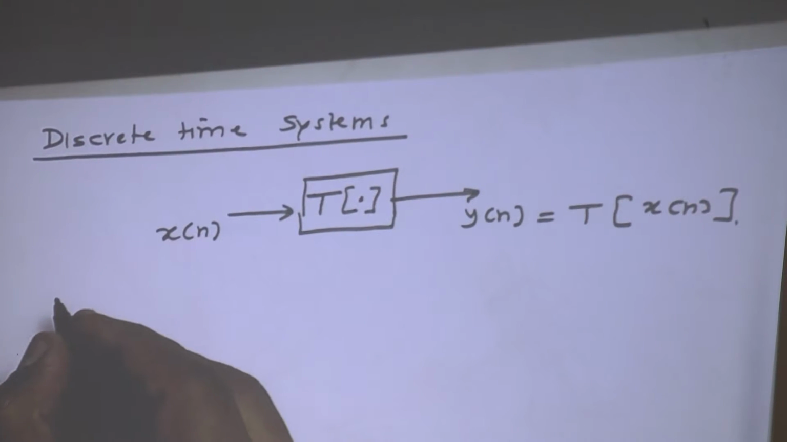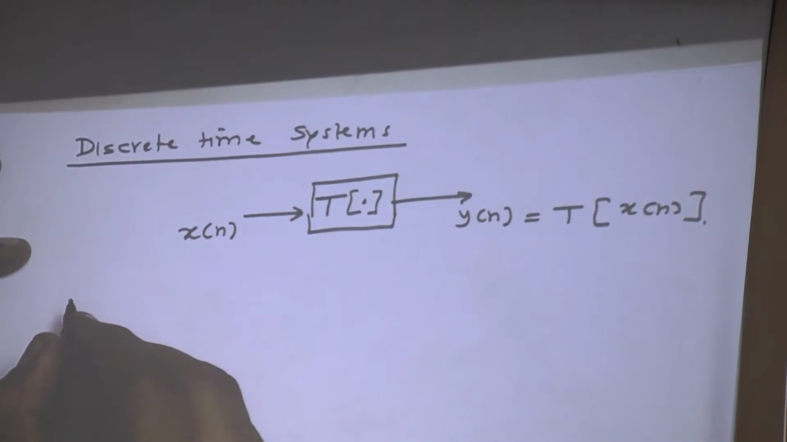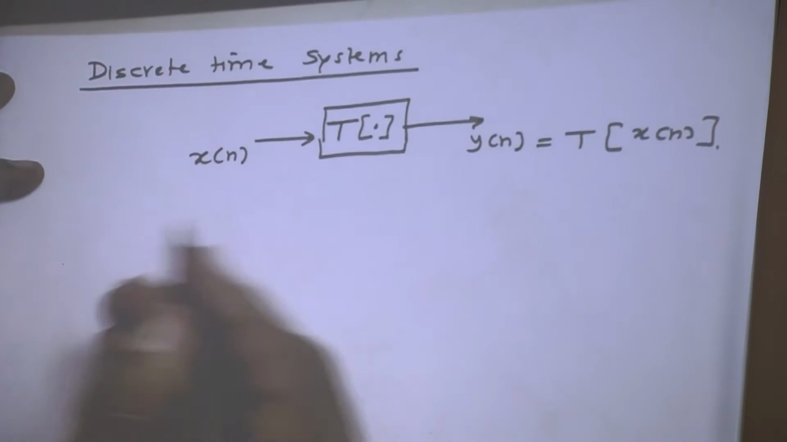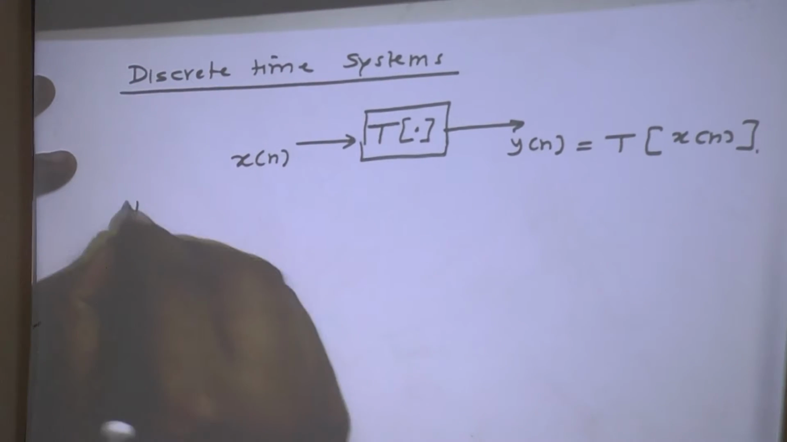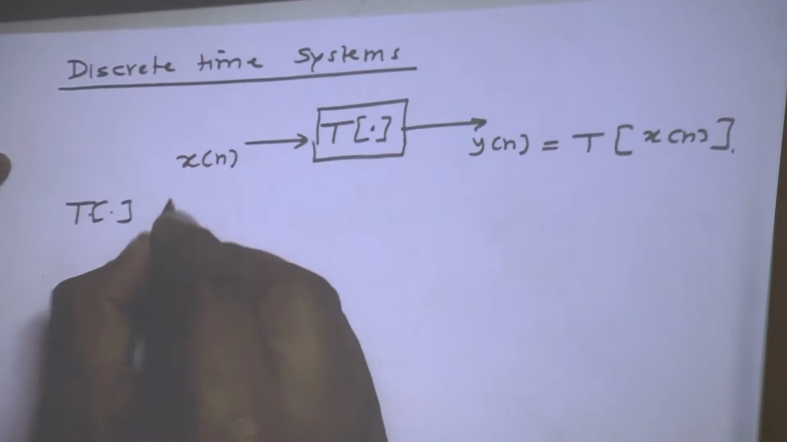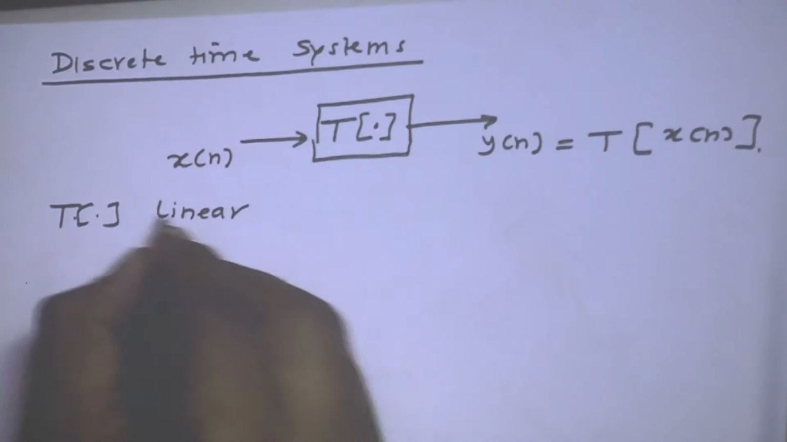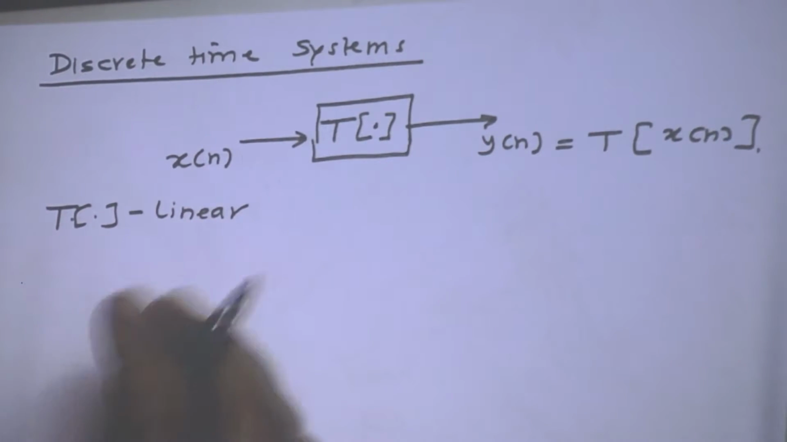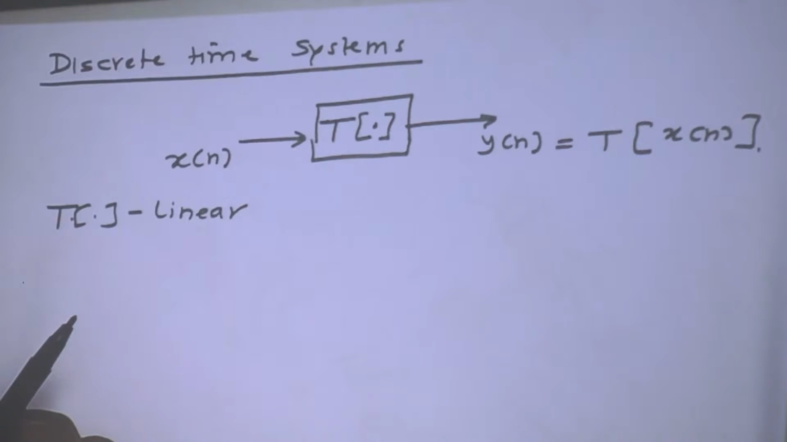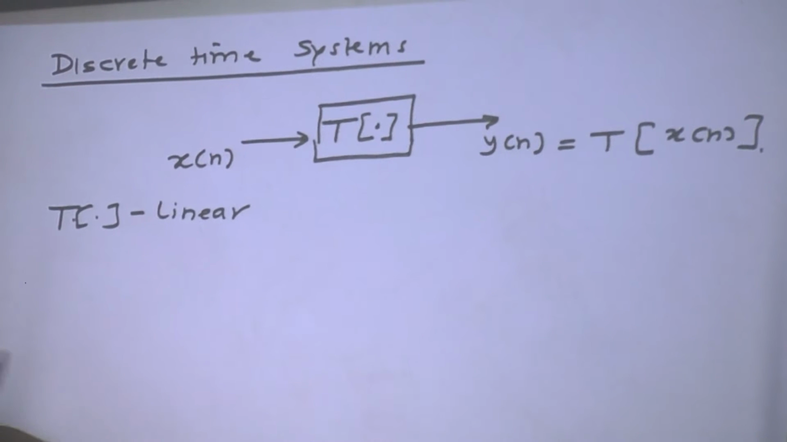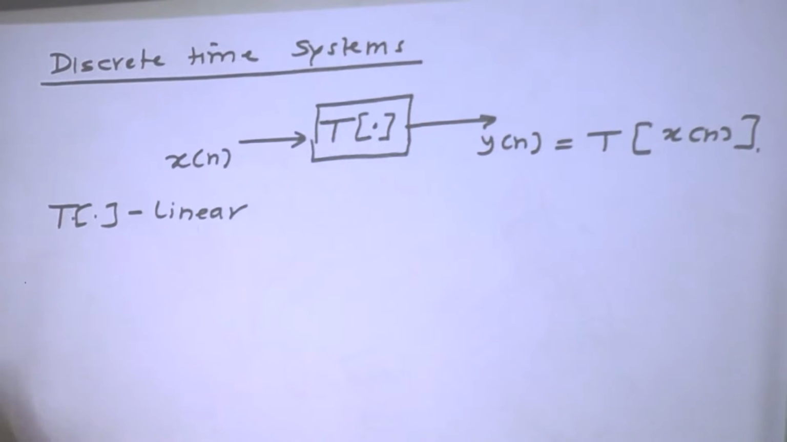Now, we declare the transformations. What are the transformations likely? So, transformation T is linear. I do not need to talk about this again. What does it mean? It means if the input is a linear combination of inputs, the output also will be a linear combination of the outputs.